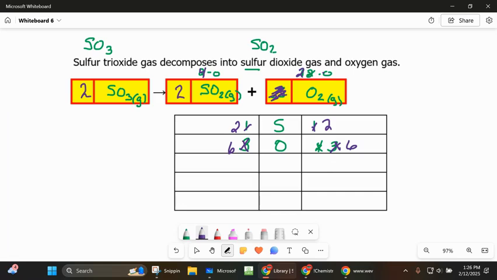Carbon monoxide. Carbon monoxide. When you say carbon dioxide, it would be CO2.